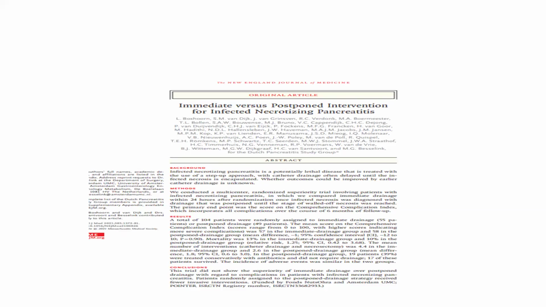Now, there was a trial published in NEJM which compared immediate versus postponed intervention for infected necrotizing pancreatitis. The background of this study was that infected necrotizing pancreatitis is a potentially lethal disease that is treated with a step-up approach, with catheter drainage often delayed until the infected necrosis is encapsulated. Whether outcome can be improved by early catheter drainage was unknown. The conclusion was that the trial did not show the superiority of immediate drainage over postponed drainage with regard to complications in patients with infected necrotizing pancreatitis.